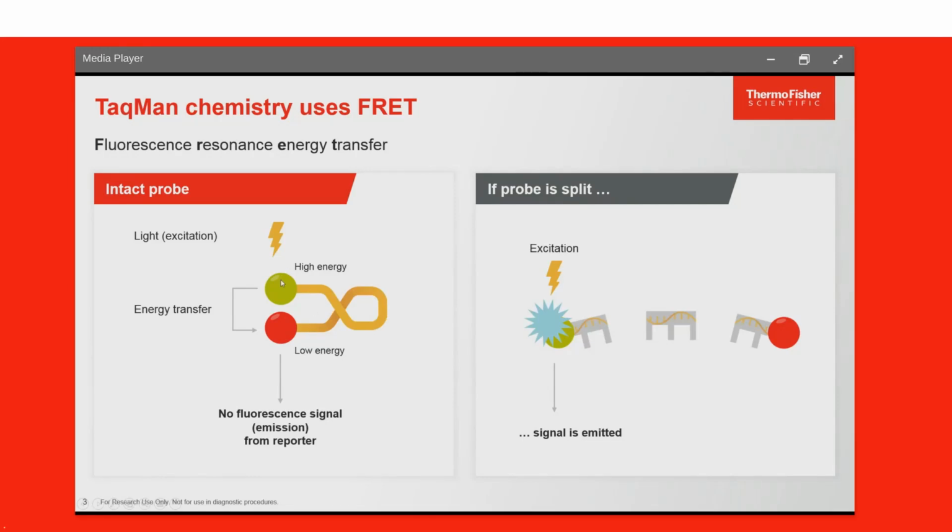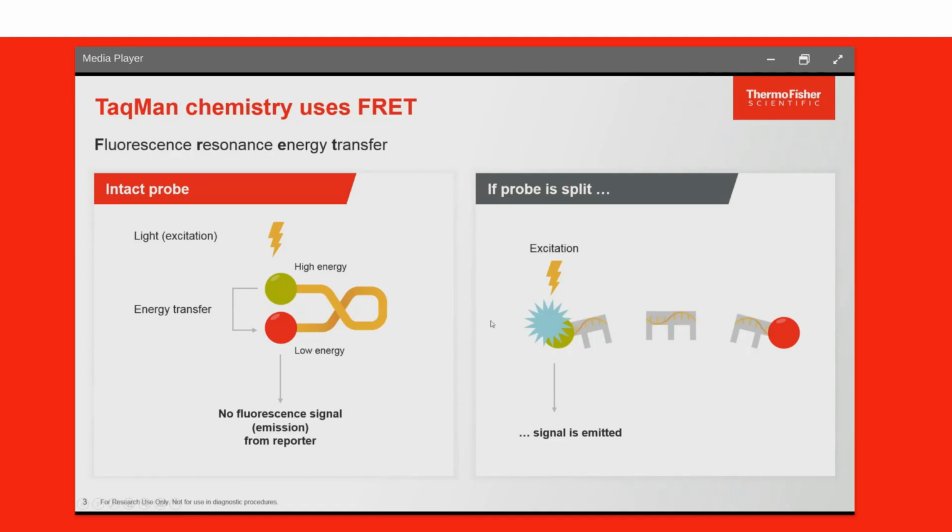Whenever the reporter and quencher are in their intact conformation, meaning that the reporter and quencher are in proximity to each other, when light from the excitation source on your real-time PCR instrument, whether it be a halogen lamp, LED, or argon laser, strikes the reporter dye and excites it, energy will be transferred from the reporter to the quencher so that no fluorescent signal is emitted. And this will be the case as long as the probe is in its intact conformation.